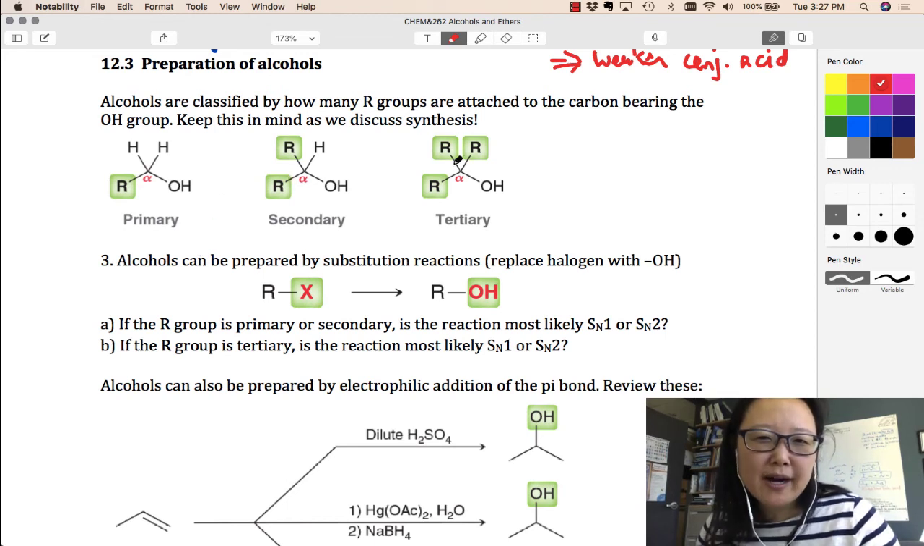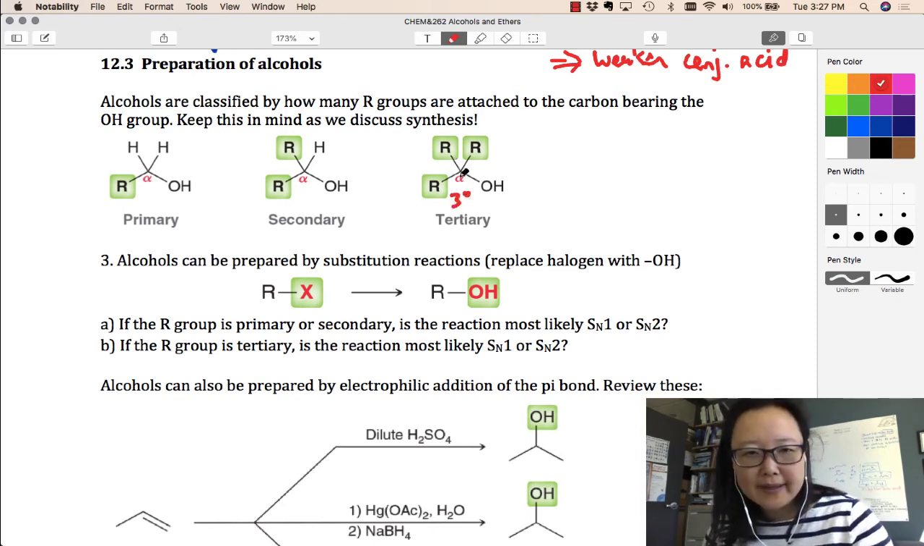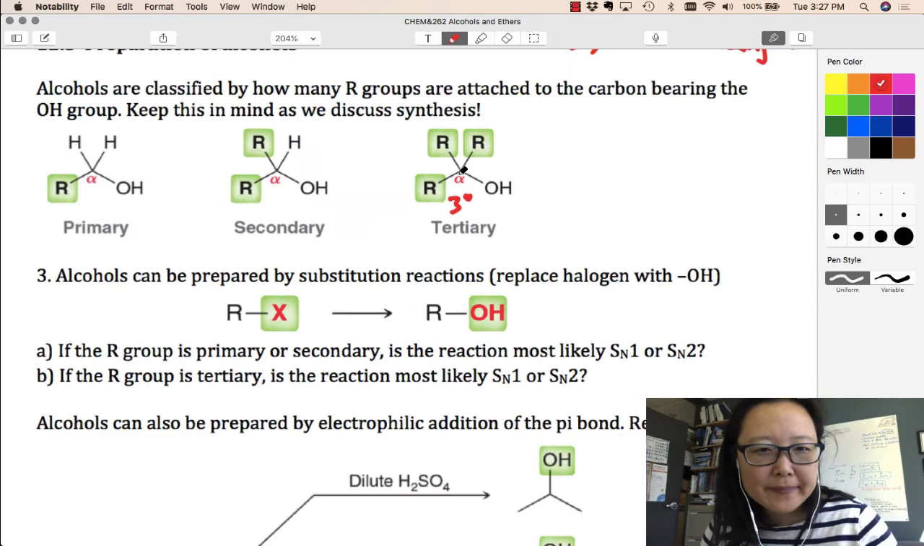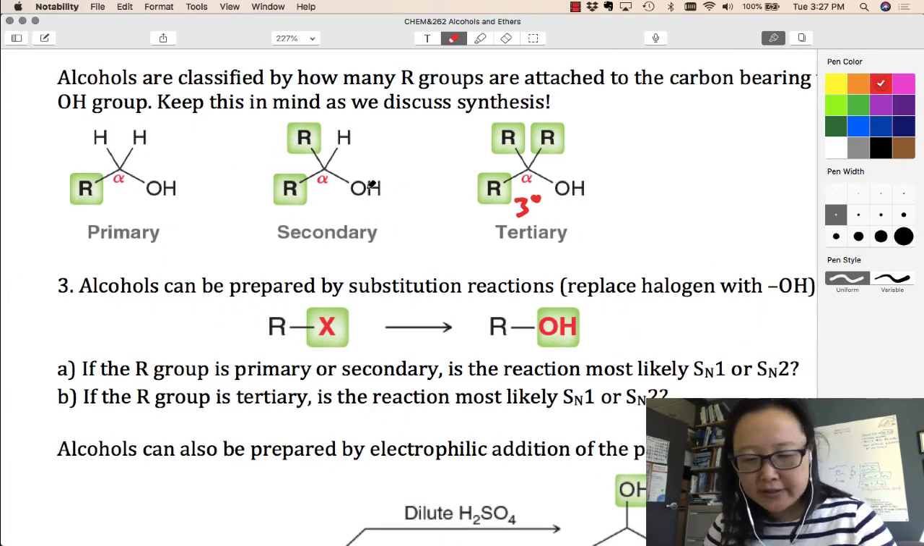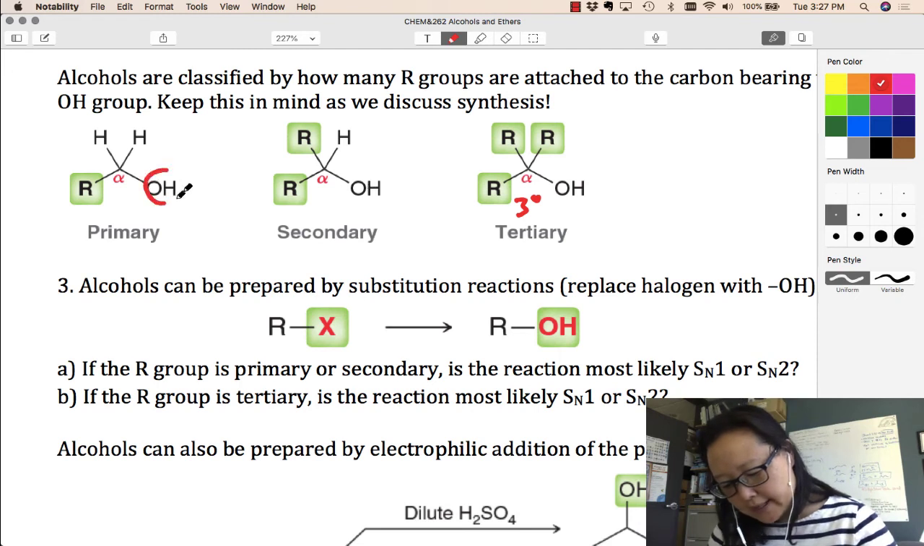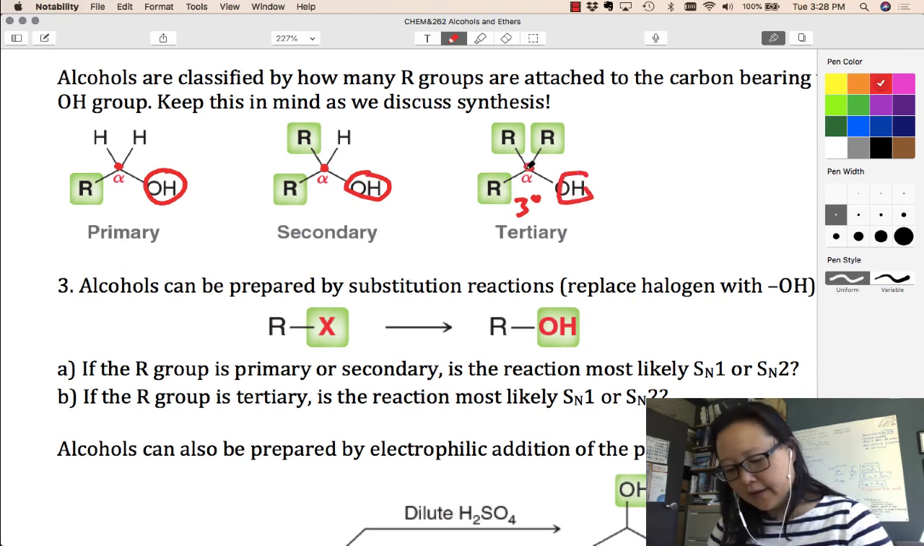The more branched you are, so if you have 3 R groups, you're tertiary. If you only have 2 R groups attached to the carbon, it's the alpha carbon. Alpha means it's the first carbon attached to the group of interest. So for all these OHs, it's not how many R groups are on the OH, it's how many R groups are on the alpha carbon of the OH group. So we're looking at the neighboring carbon of the OH group.